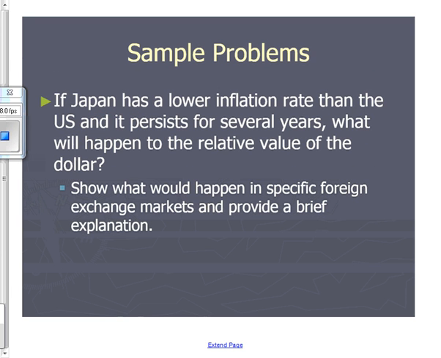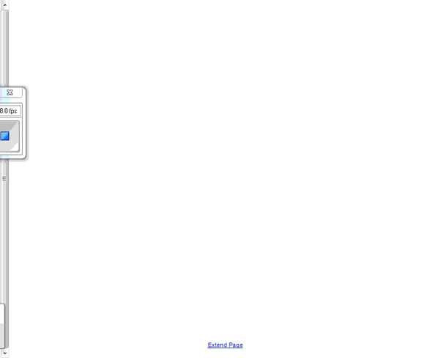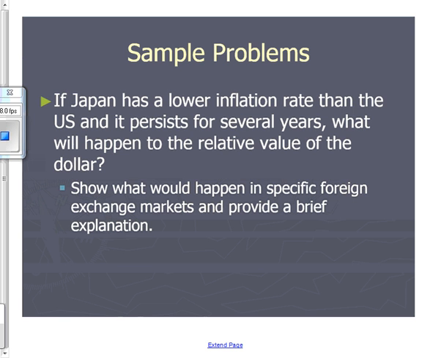All right. Sample problem. Let's put one of these together here. Sample problem: if Japan has a lower inflation rate than the U.S. and it persists for several years, what will happen to the relative value of the dollar? So go ahead and pause it, and we'll come back to this. And when I say come back to it, after you've drawn the graph, so take a few minutes and do that. So you've got a dollar market and a yen market, and consider the effect of a lower inflation rate in Japan than in the U.S., and it's very persistent.